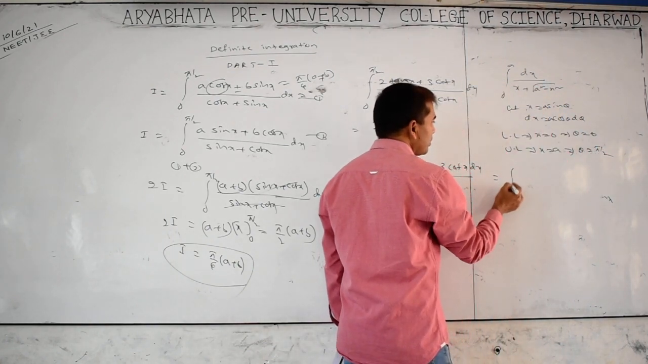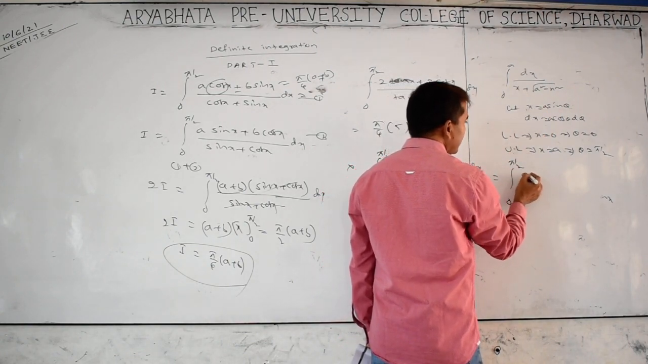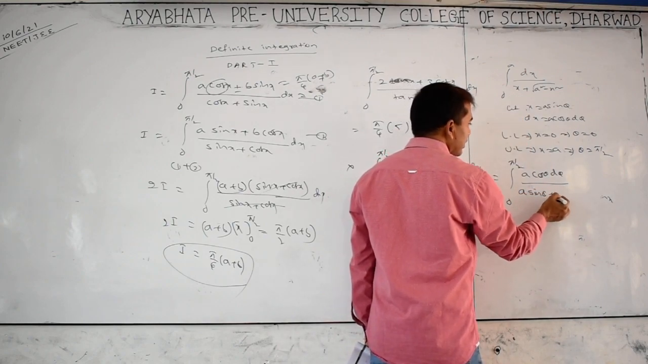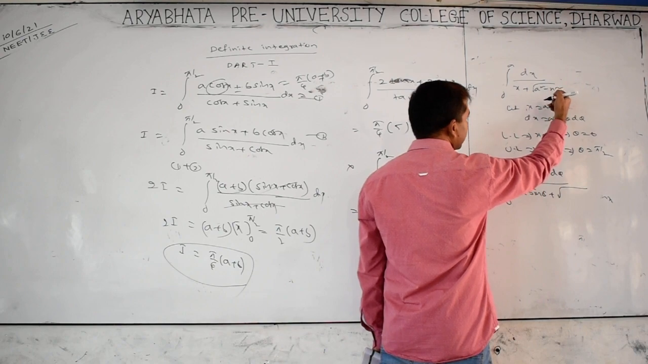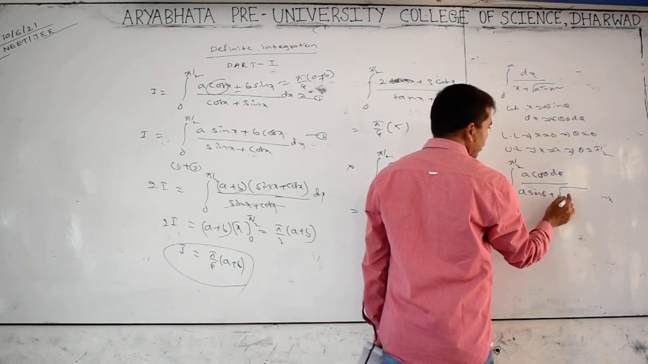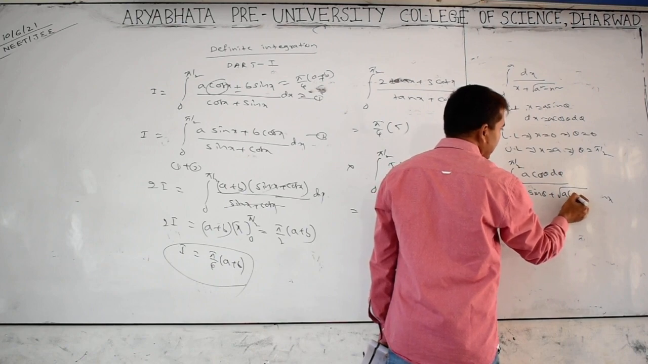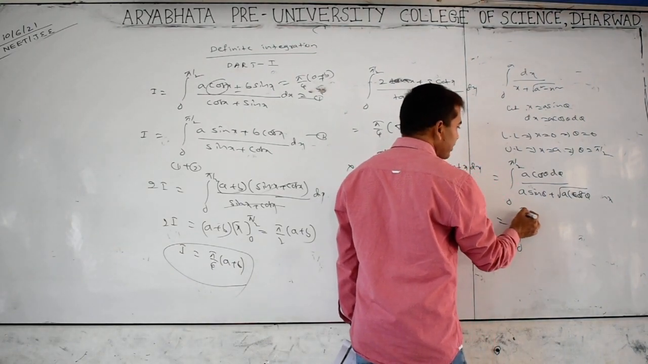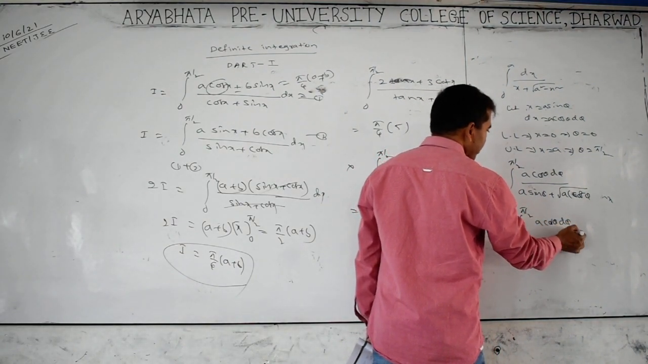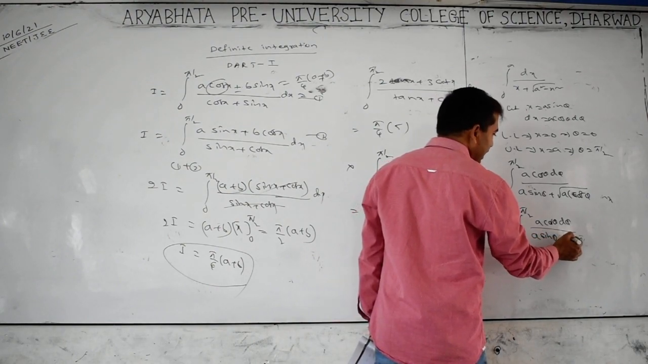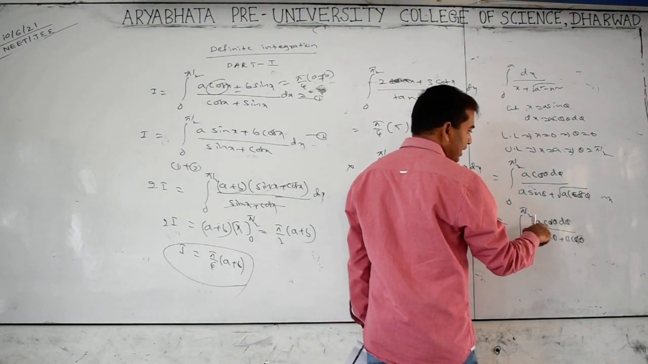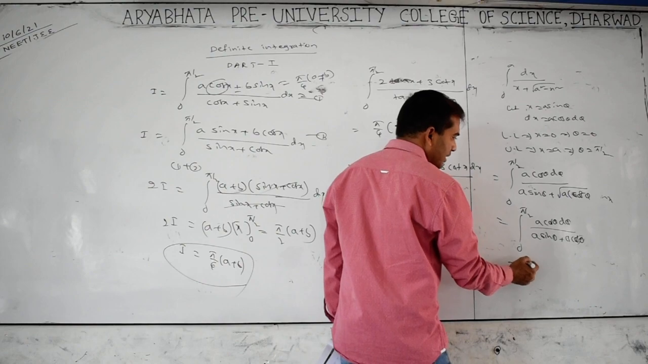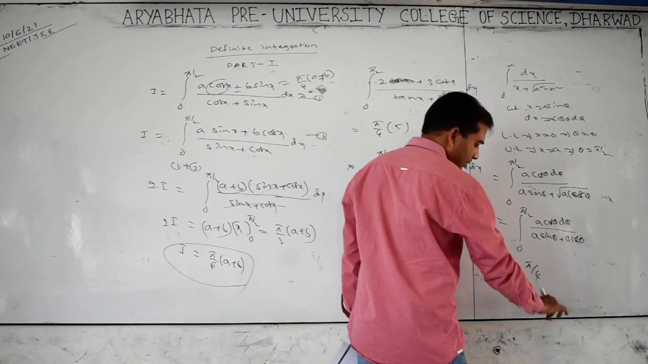Apply here, 0 to pi by 2, dx equal to a cos theta d theta divided by a sin theta plus root of a square minus a square sin square theta. A square gets cancelled, 1 minus sin square theta means cos square theta. So 0 to pi by 2 a cos theta d theta by a sin theta plus a cos theta. A take common here, cos theta d theta by sin theta plus cos theta, which is in the form of the standard formula. Tell me the answer, a cancel, pi by 4.